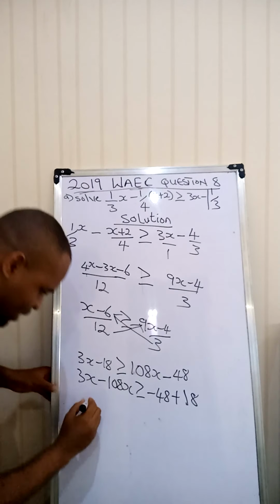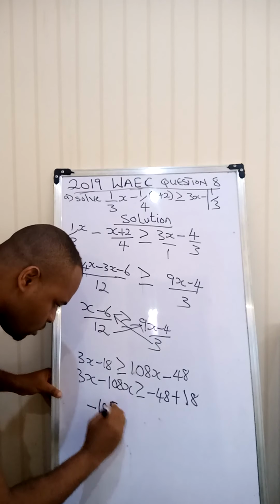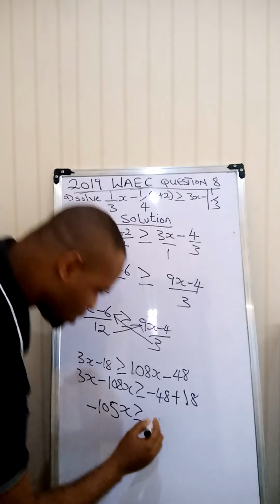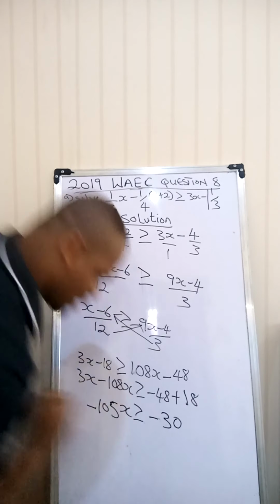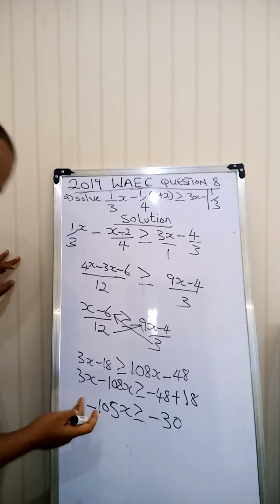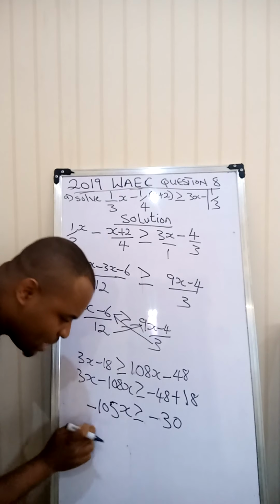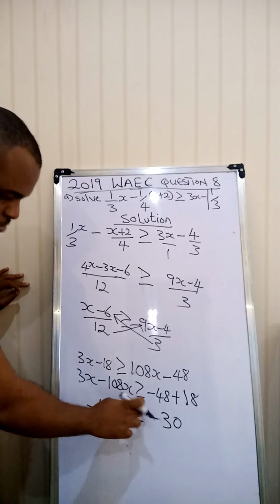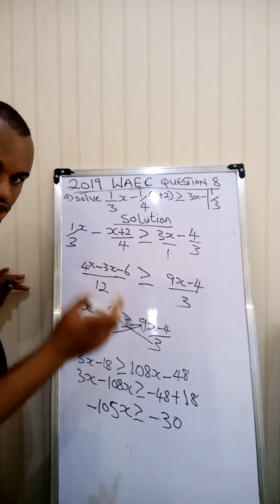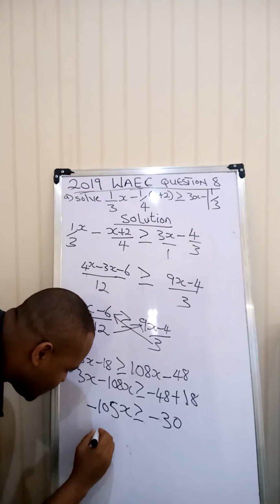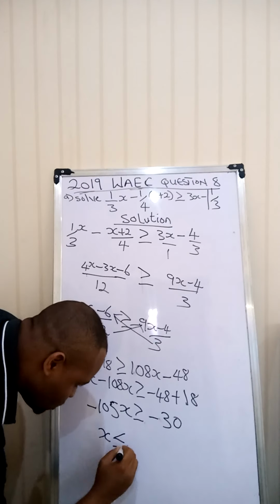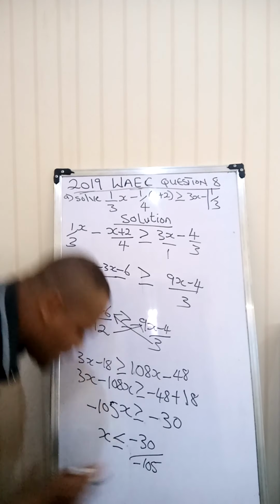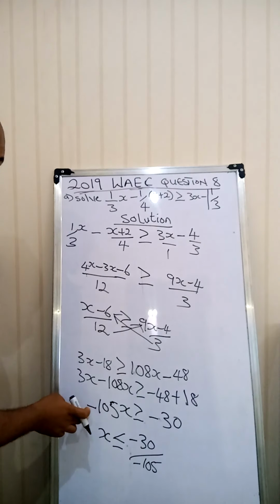So let's simplify this. 3x minus 108x is minus 105x greater than or equal to minus 48 plus 18, which will give me minus 30. Now what do I do to get my x? I'll be dividing both sides by minus 105. Because I'm dividing by a negative sign, my inequality sign is going to change. So my x will now be less than or equal to minus 30 over minus 105.